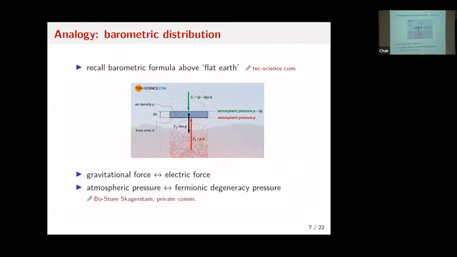By the way, everything that I said so far can be understood in a really different setting. The barometric formula, which tells you how the pressure profile looks like in the atmosphere of the Earth. You assume a flat Earth, and then you have the gravitational potential, and then you look at how the pressure will look like as a function of the coordinate. And then you find the exact same picture, actually. The equivalence between the two pictures is that the gravitational force is the counterpart of the electric force. And here the atmospheric pressure is what can counterbalance the gravitational force. And on the other hand, we have the fermionic degeneracy pressure, as I just mentioned. An interesting analogy that you can think about.